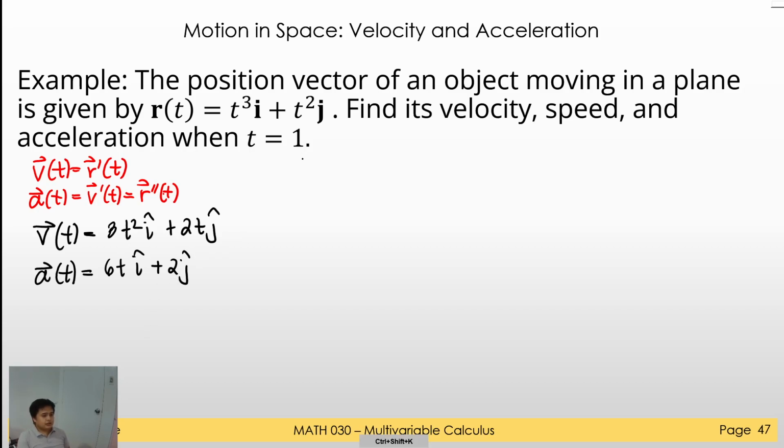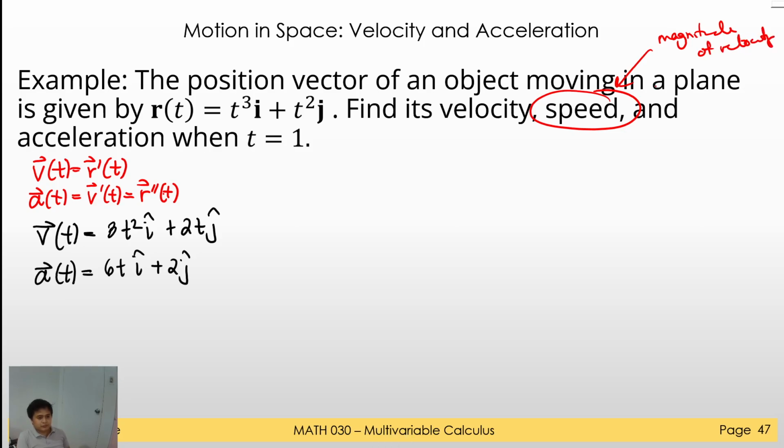Now to find the speed, what is the speed? The speed is just the magnitude of your velocity.